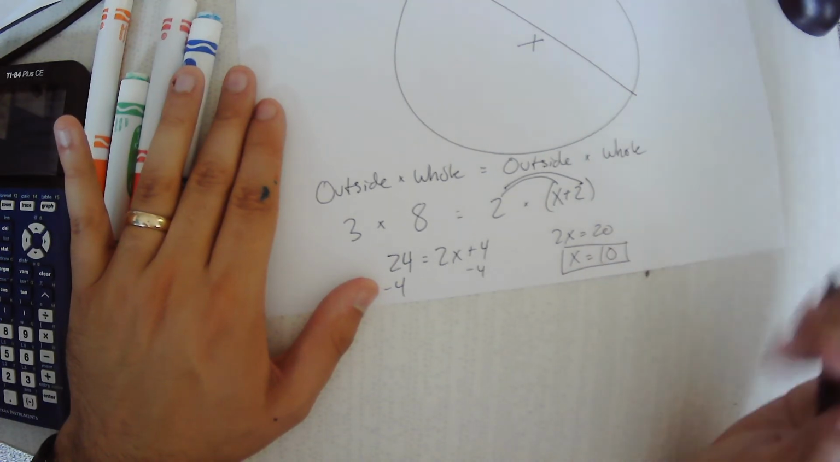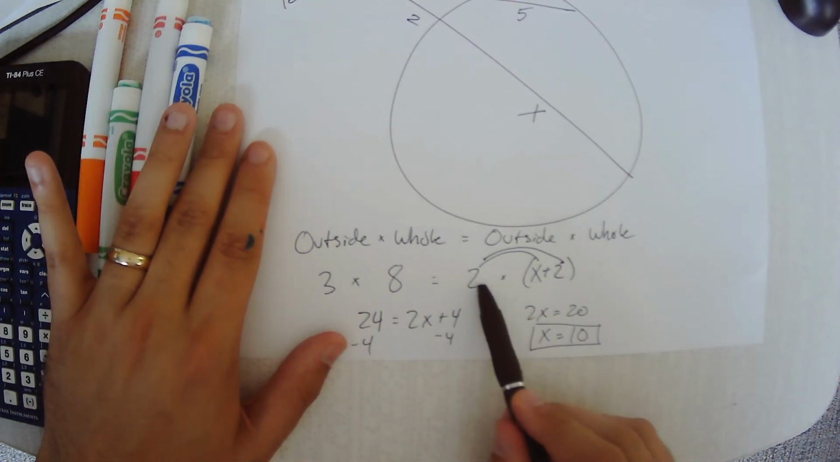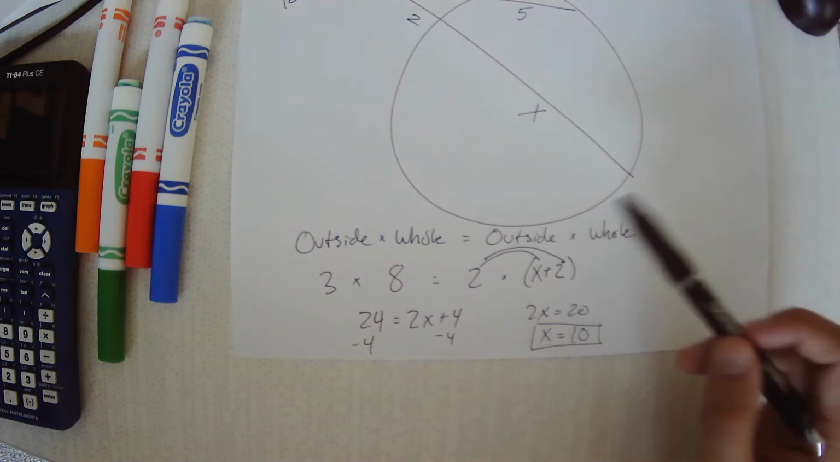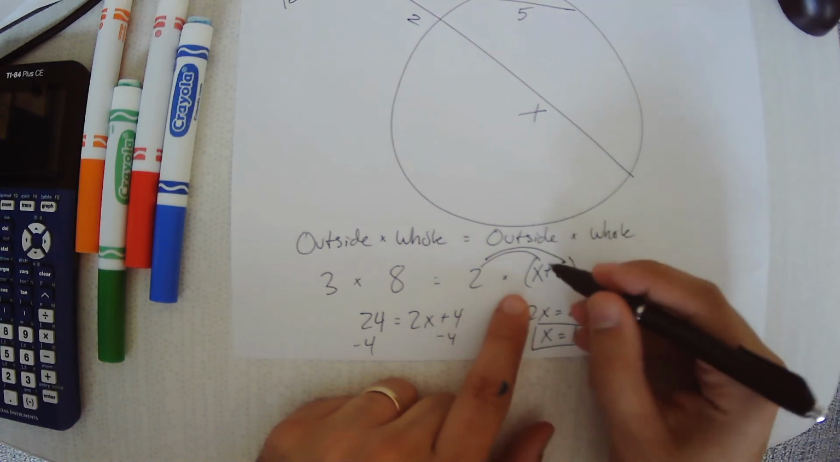Why did you just distribute? Because it's 2 times a polynomial. That x plus 2 are kind of linked together. So they get parentheses off.